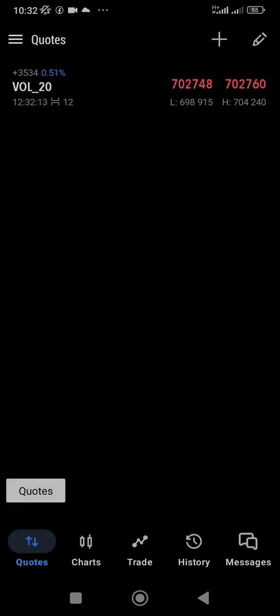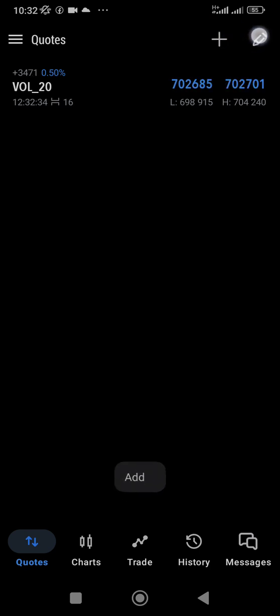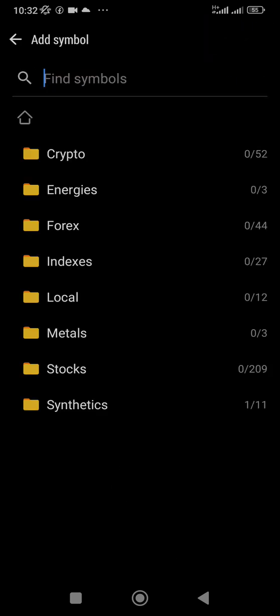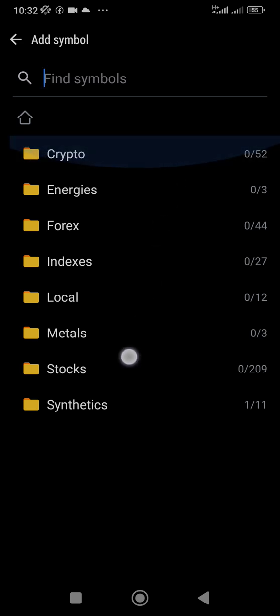At the bottom you'll find 5 icons. We have the quotes, the charts, the trade, the history, and message. This quote is the trading instrument you'd want to trade. And in order to add to this instrument, of which we are seeing only one, we just click at the top right corner, which is the add. When we click that add, we'll get our information on what instrument we want to trade.